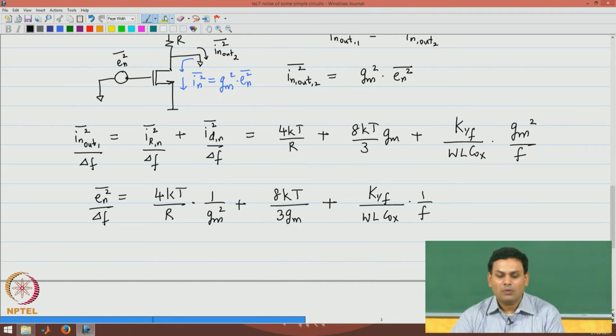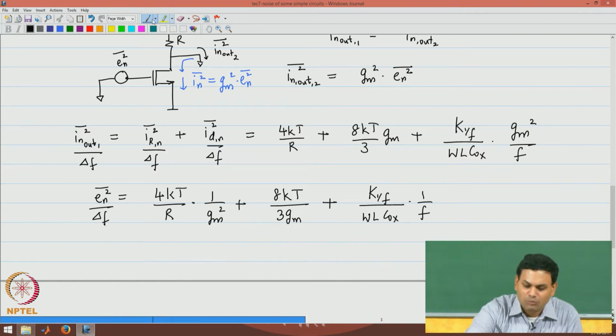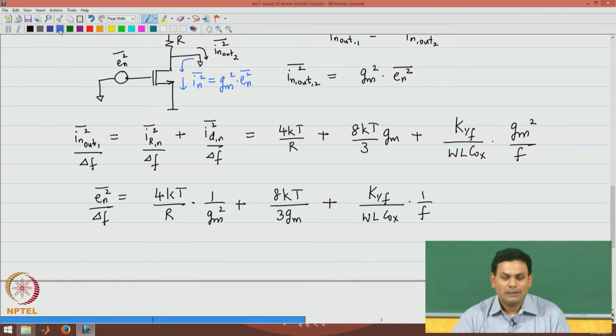So, now I hope you can see that you can follow this method for any given circuit. We will do a couple more examples in today's class. Now, there are two significant points to note. First of all, for this particular amplifier, the input impedance was infinite, and therefore, we stopped with calculating only the input referred noise voltage. But there are MOSFET circuits where the input impedance is not infinite, and therefore, we would have to calculate the input referred noise current also.